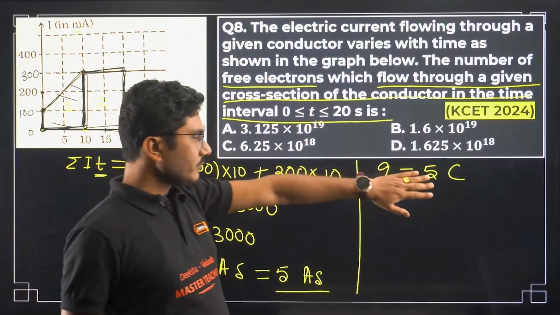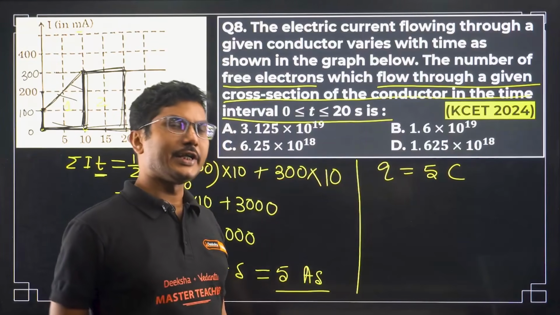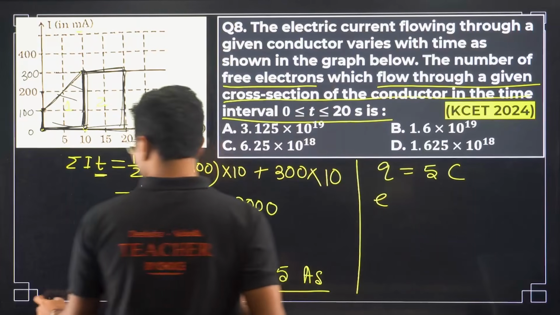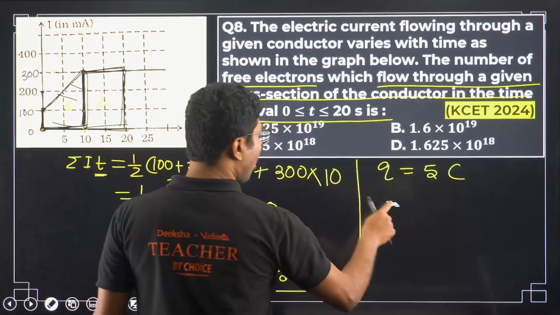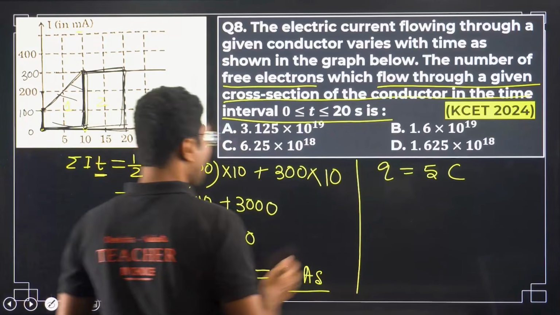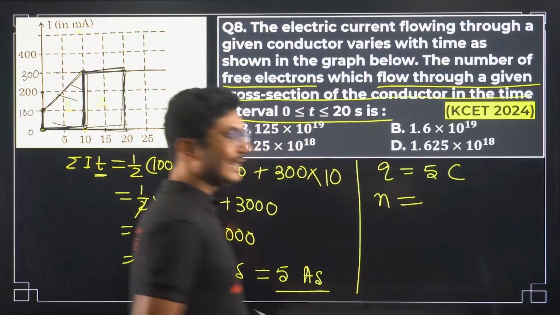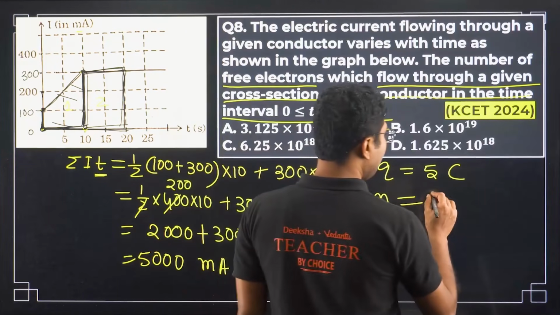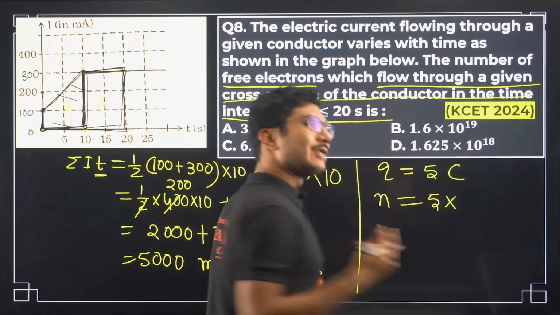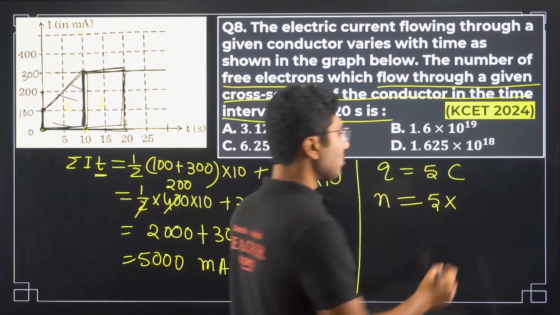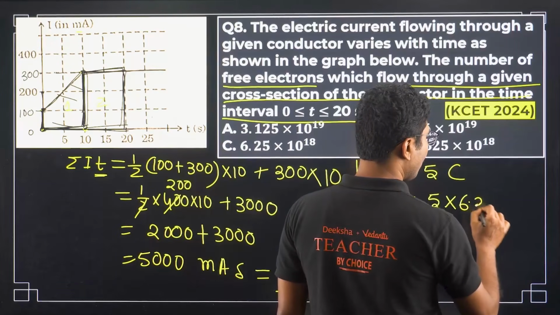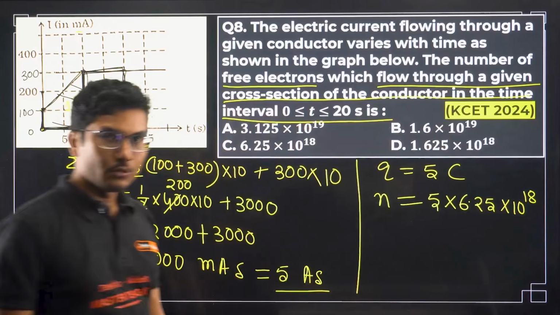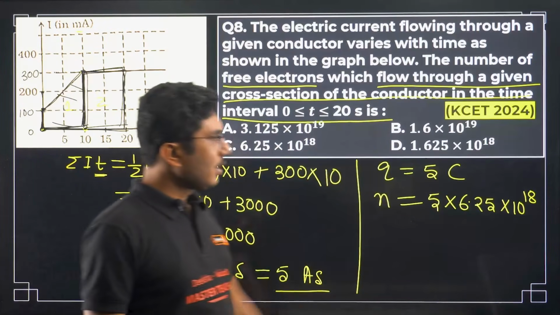Now this is the charge. You have to convert it into number of electrons, right? So you have to divide it by the charge of an electron, or I told you a shortcut. I told you a shortcut to convert any charge into number of electrons directly. How? By multiplying 1 coulomb charge. For 1 coulomb charge, you have to multiply 6.25 into 10 to the power of 18.